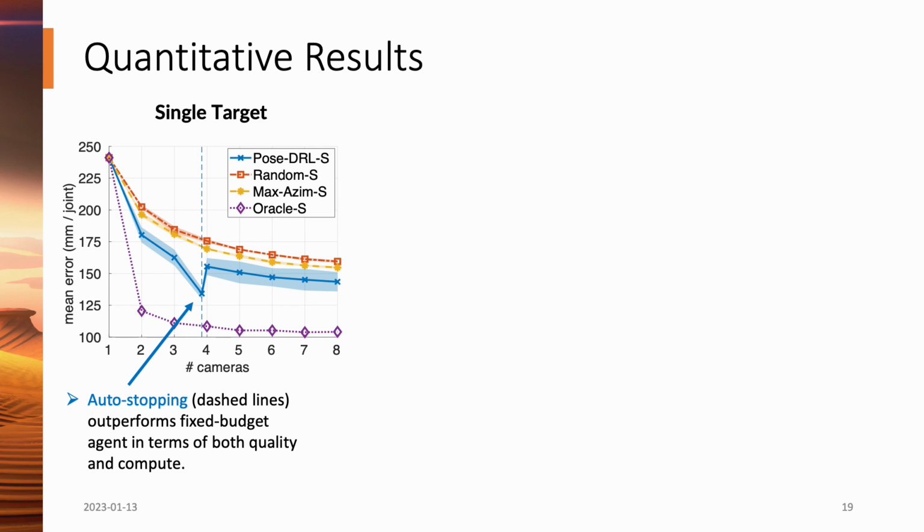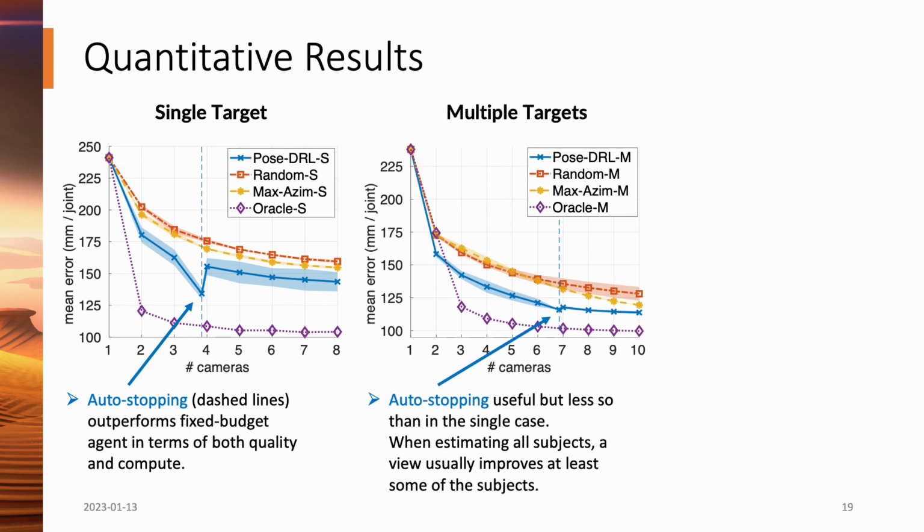The agent thus manages to budget its computation depending on the situation, selecting more views for complex time steps and fewer for simpler scenes. Shown in purple is also the cheating oracle that selects cameras based on 3D error and thus acts as an estimate of the lower bound error. The second plot shows the multi-target case. Here, the agent again outperforms the baselines, though the done action has a much smaller impact.